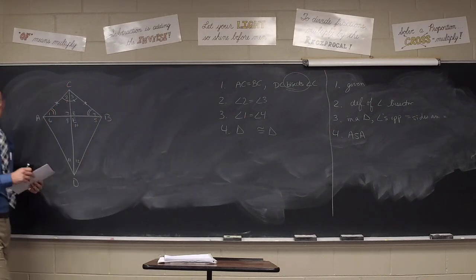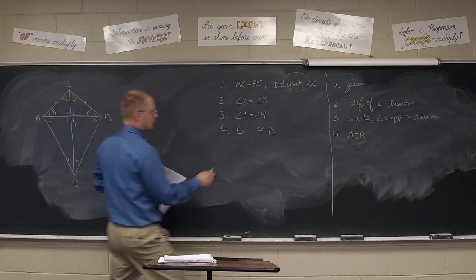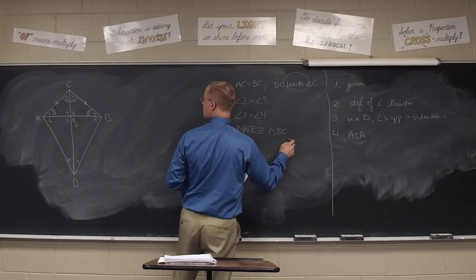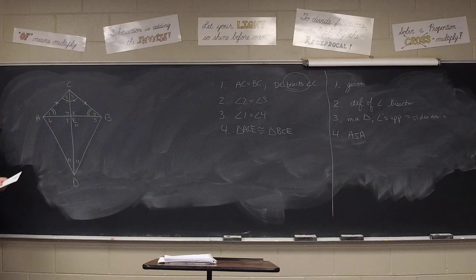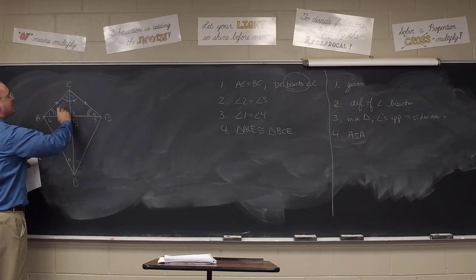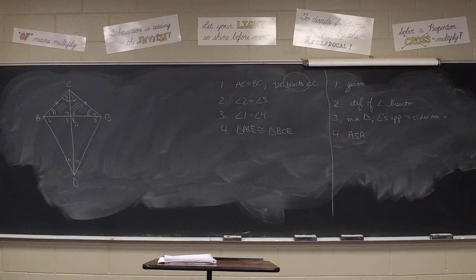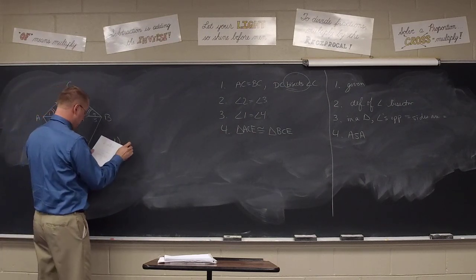But Brandon? Triangle ACE is congruent to triangle BCE. I could have just put triangles. Yeah, those 2 triangles, and we've got angles, sides, angles. So these 2 triangles here are congruent to each other by angle, side, angle. Now, that wasn't one of the things we were trying to prove. We were trying to prove 2 things.